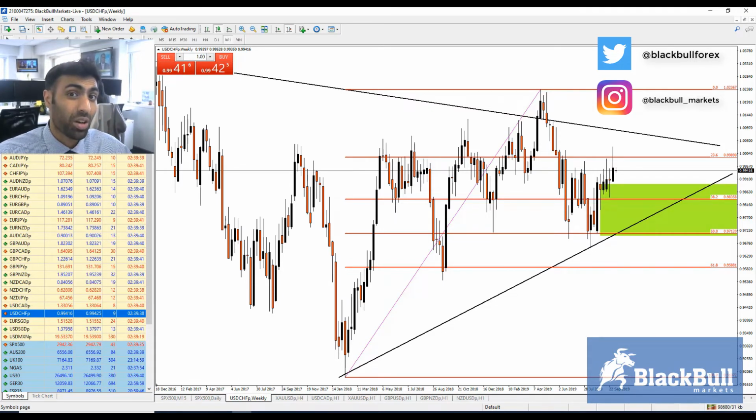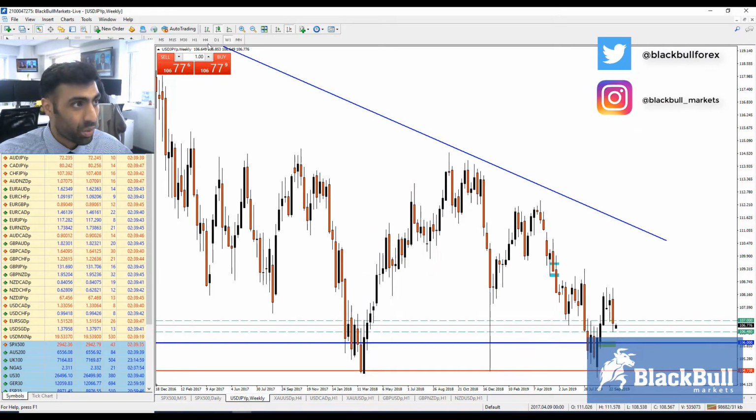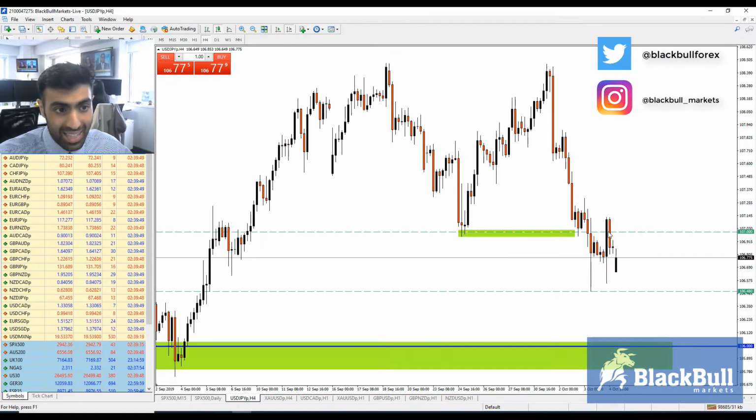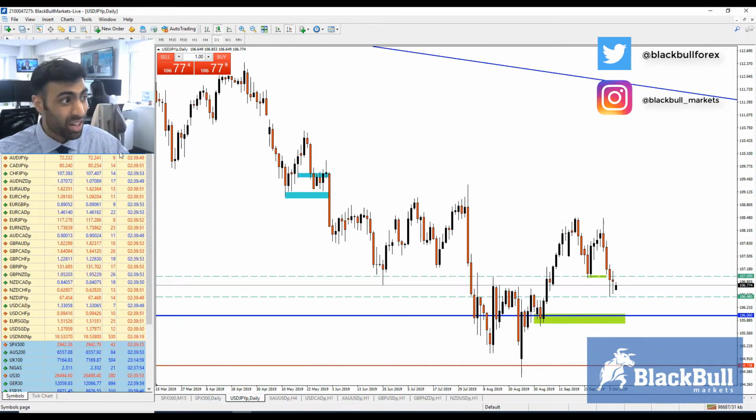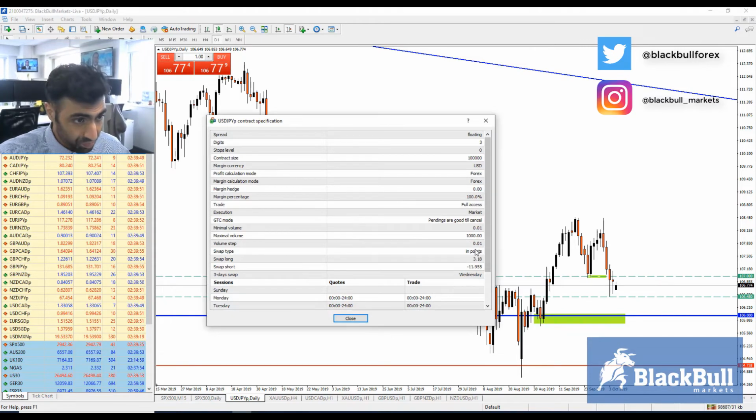So that's one asset. Another asset that people love to trade that yields positive swap is the dollar yen. Now we know that the yen pays a very low rate actually. So you get paid for holding a long 318.